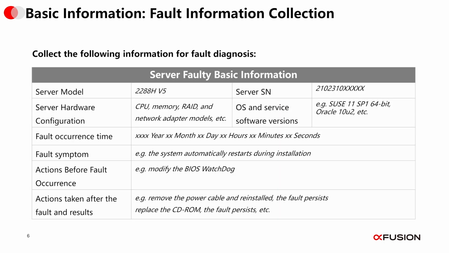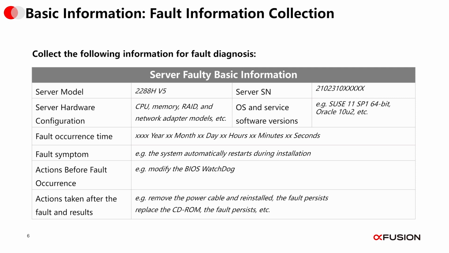Here is a good example for basic information collection. The server model is 2288HV5 and the correct server serial number. The server hardware configuration about CPU, memory, RAID card, and network adapter models, etc. The operating system, for example, SUSE 11SP1, 64-bit, and the service software version, for example, Oracle 10U2, etc.